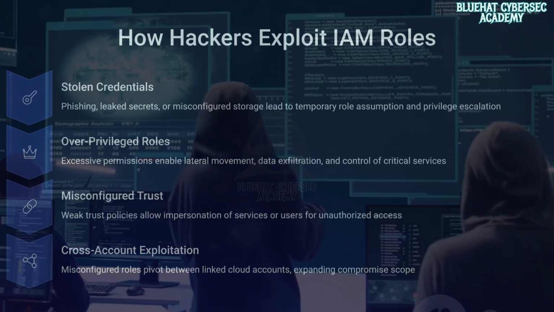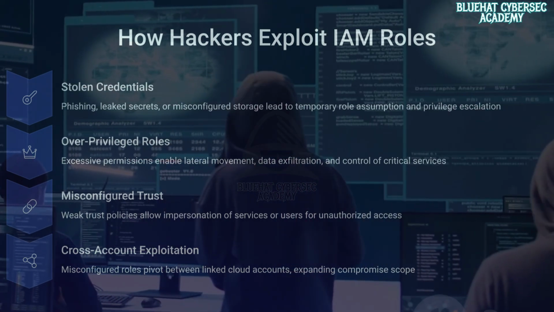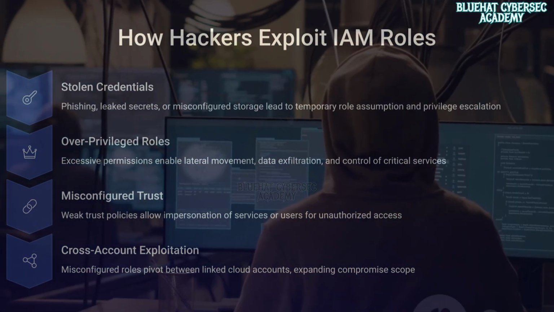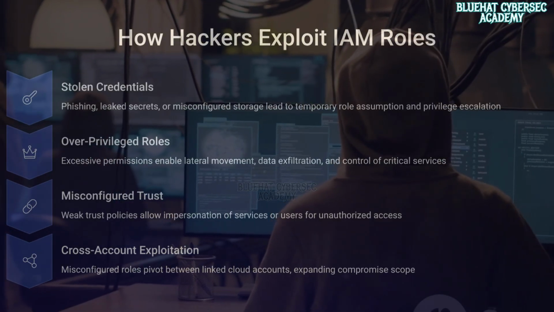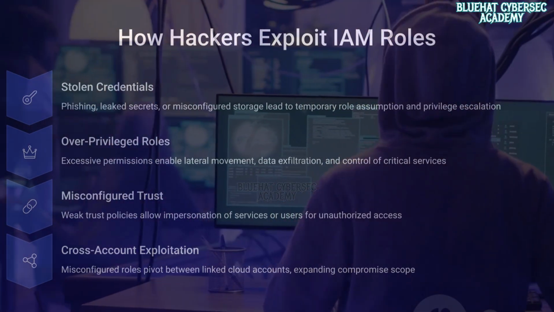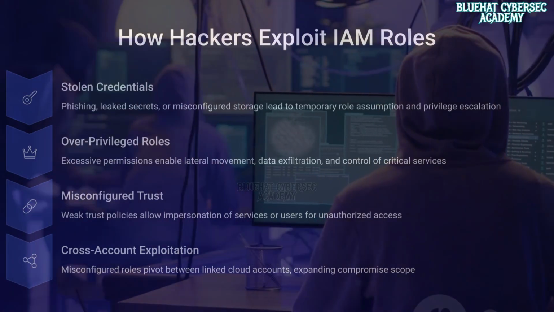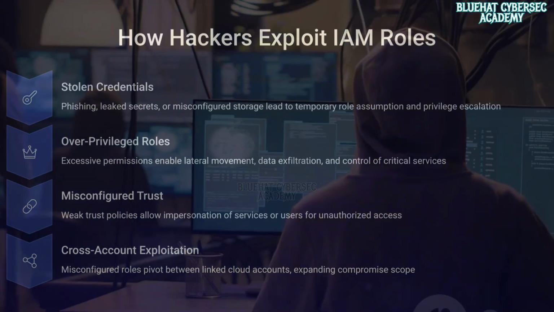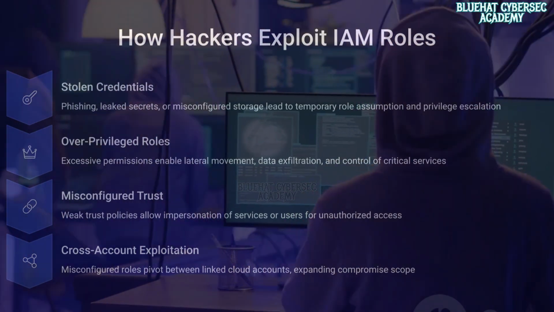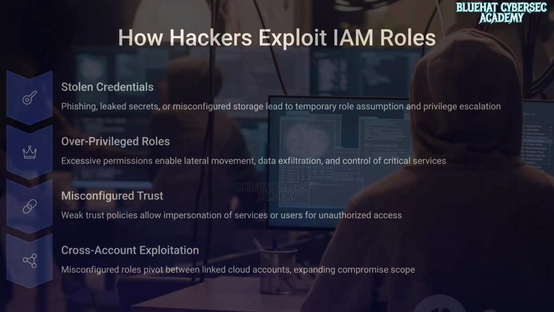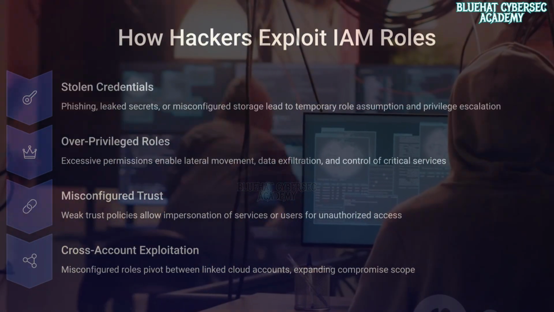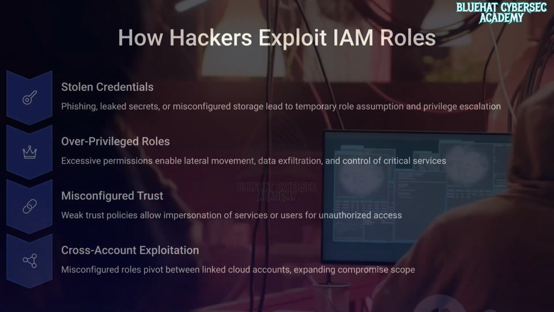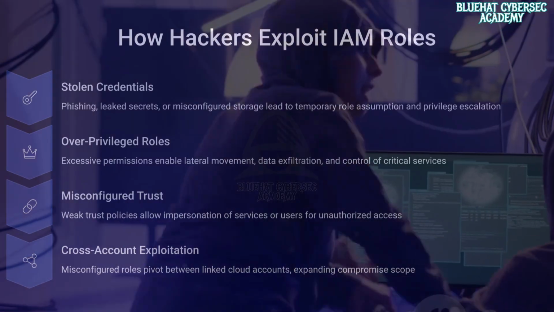Next, we have overprivileged roles. Roles that are configured with more permissions than needed are a goldmine for attackers. Hackers can leverage these over-permissioned roles to move laterally in the cloud environment, exfiltrate data, or take control of critical services. Another common method is misconfigured trust relationships. Roles often have trust policies that define which identities can assume them. Hackers exploit weak or overly broad trust relationships to impersonate services or users and gain unauthorized access.